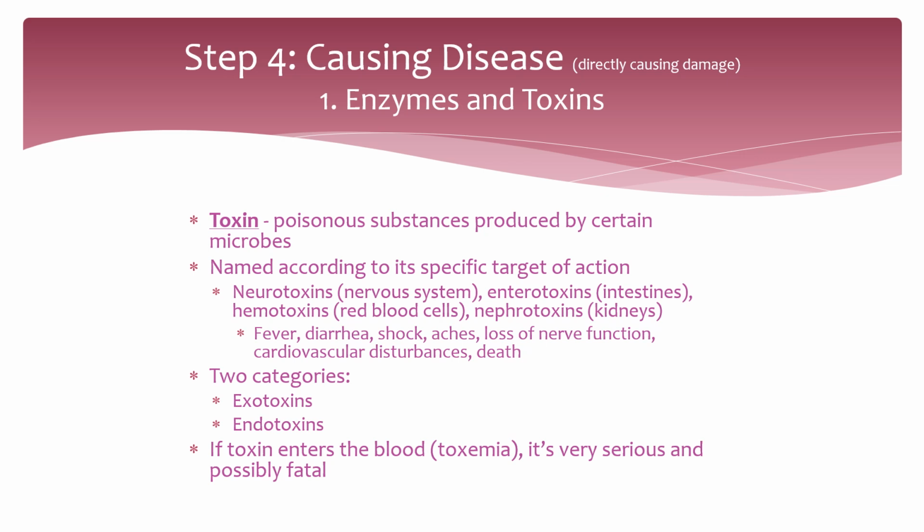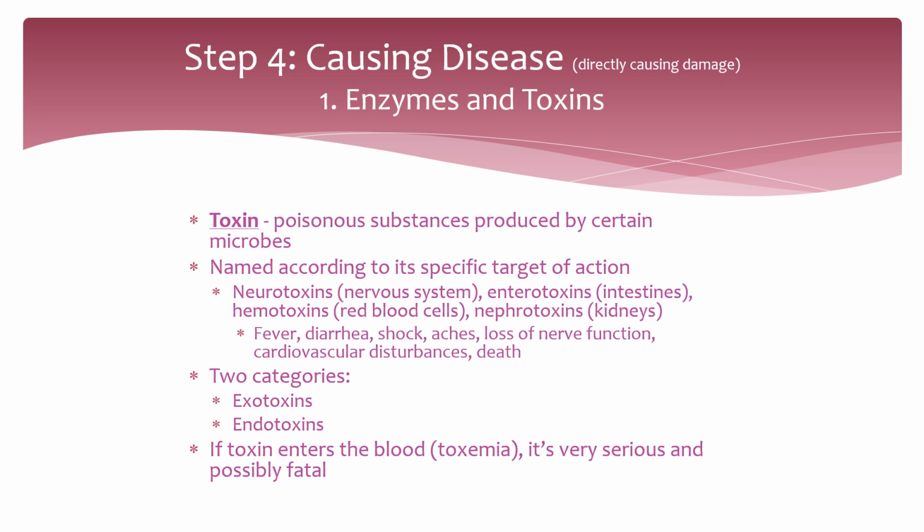So if the nervous system is being attacked, we call it a neurotoxin. If it's the intestines, it's enterotoxins, and hemotoxins if it's red blood cells, and so on and so forth. So there are two categories of toxins, exotoxins and endotoxins. But more than anything, I just want to get across here that we are looking at the location of where that toxin is occurring. You don't have to memorize neurotoxin, enterotoxin, hemotoxin, so on and so forth.